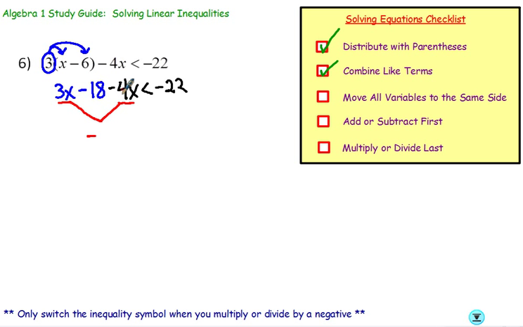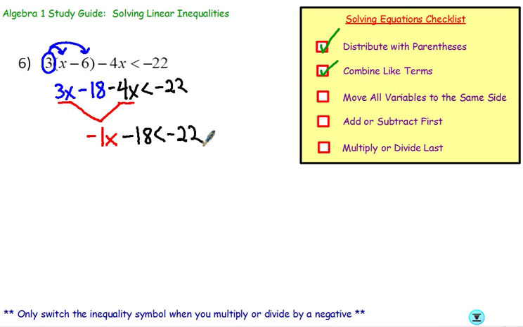And then if I said, how many more negatives do I have than positives? Well, if one team scored 4 and the other team scored 3, there's a difference of just 1, right? So then our answer would be a negative 1x. Now again, bring everything else down. I've still got this minus 18 right there that I'm going to bring down, and then less than negative 22.